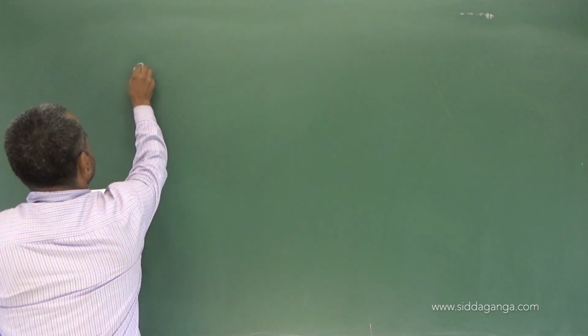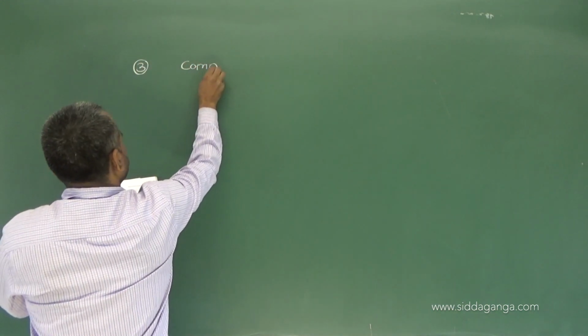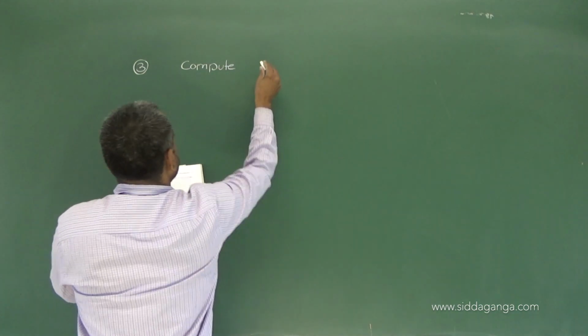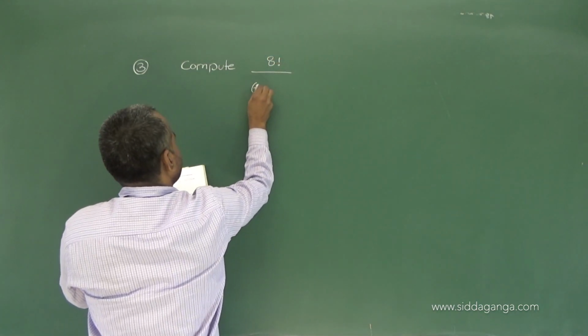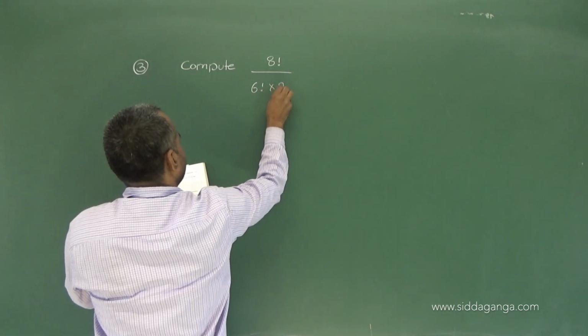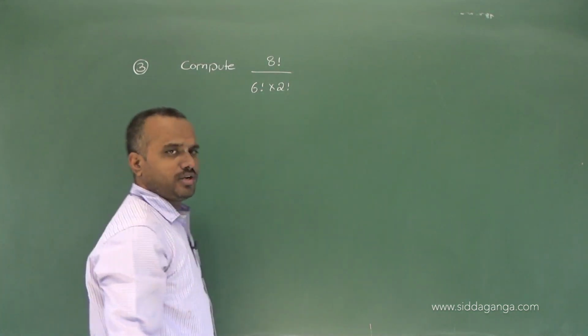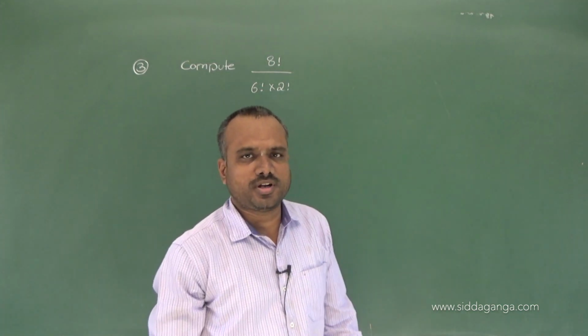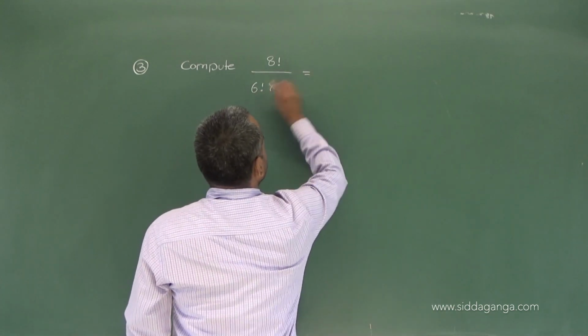Third one, compute. Compute means evaluate 8 factorial divided by 6 factorial into 2 factorial. This is a very simple one.